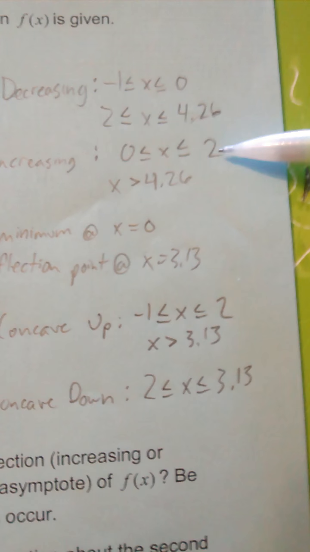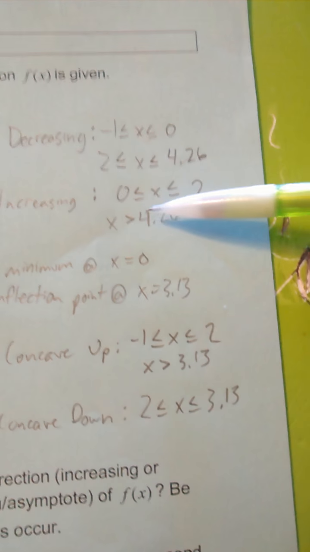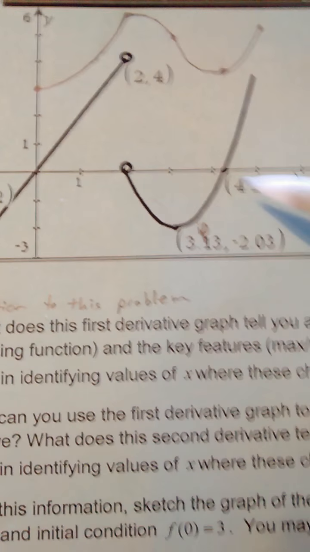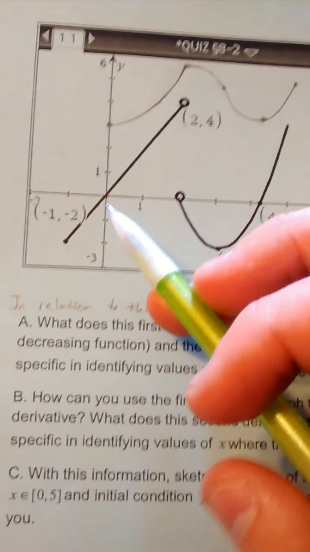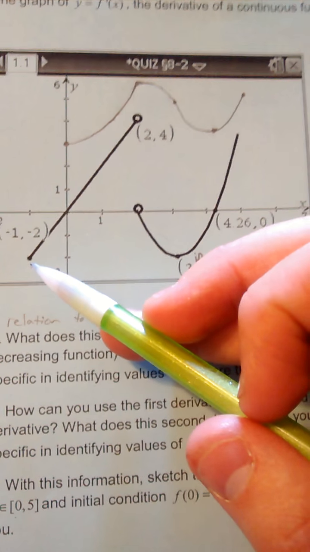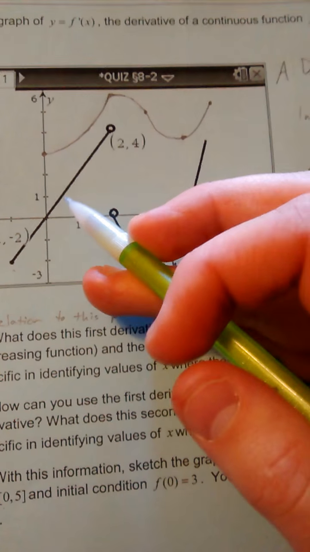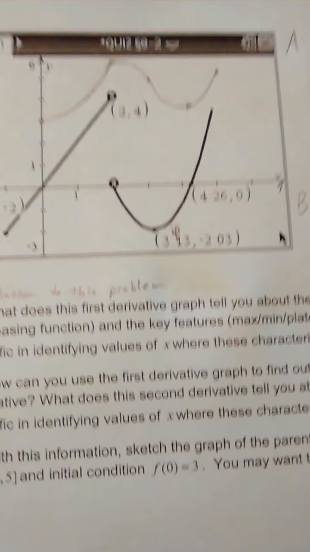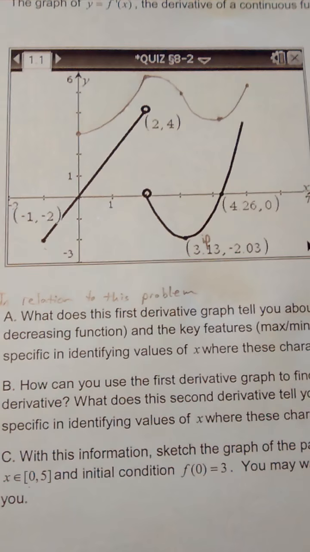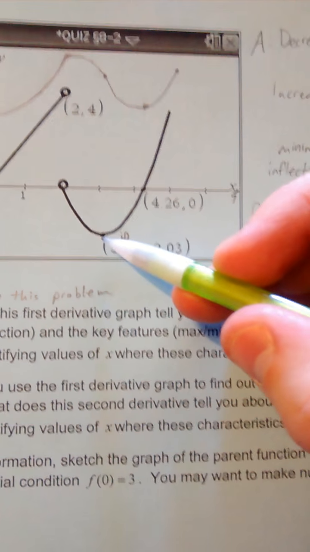Also, we can determine that f of x will be increasing at the x values between 0 and 2, and when x is greater than 4.26, because again, the derivative is positive, implying that f of x will be increasing. We can also tell that there will be a minimum at x equals 0 because the derivative goes from being negative to positive, implying that the slope of the f of x function will be decreasing and then increasing, so that's why there will be a minimum there. And also there can be a possible inflection point at x equals 3.13.